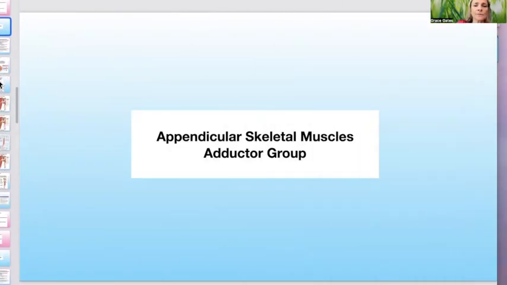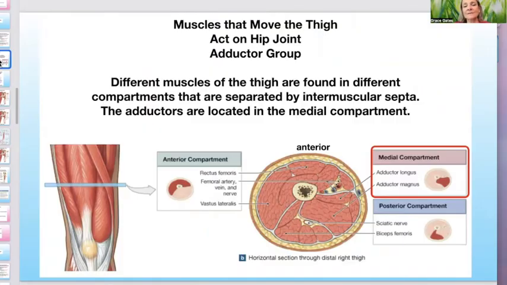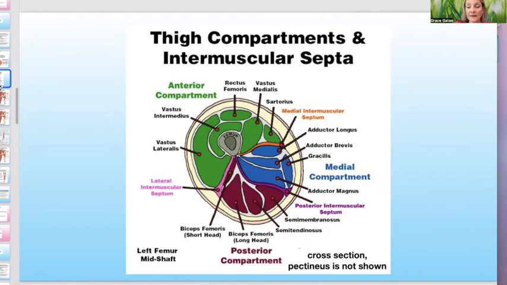Okay, next group, the adductor group. Different muscles of the thigh are found in different compartments that are separated by intermuscular septa, and the adductors are in a compartment that is located medially and a little bit posteriorly, but in general, it's called the medial compartment. In this picture, we again see in blue, the adductors are in the medial compartment, and we see the adductor longus, the adductor brevis, the adductor magnus, and the gracilis.